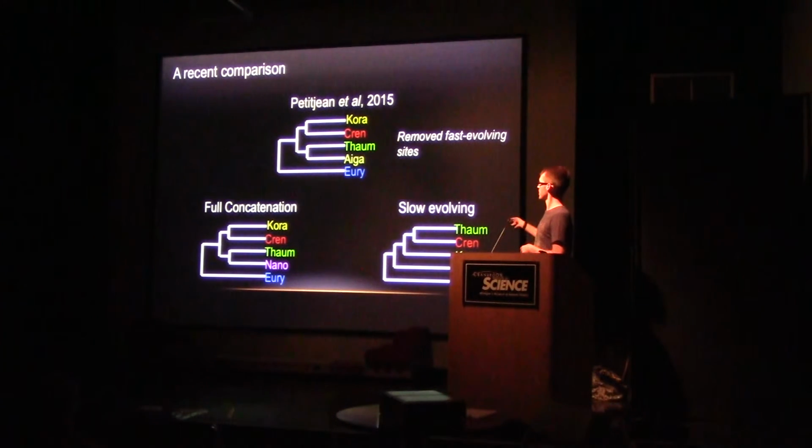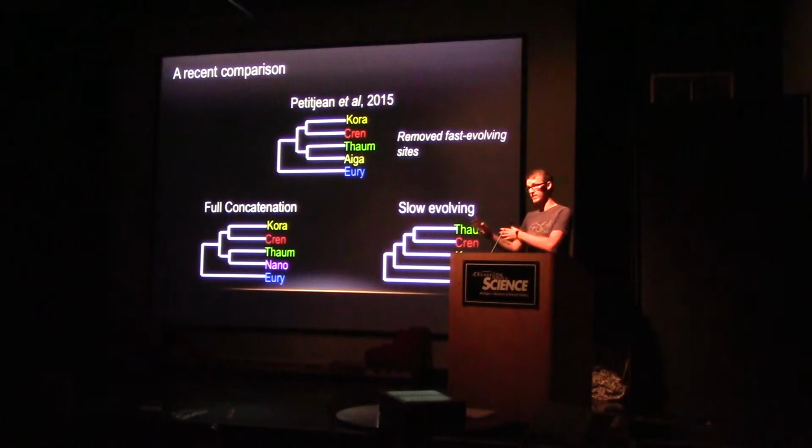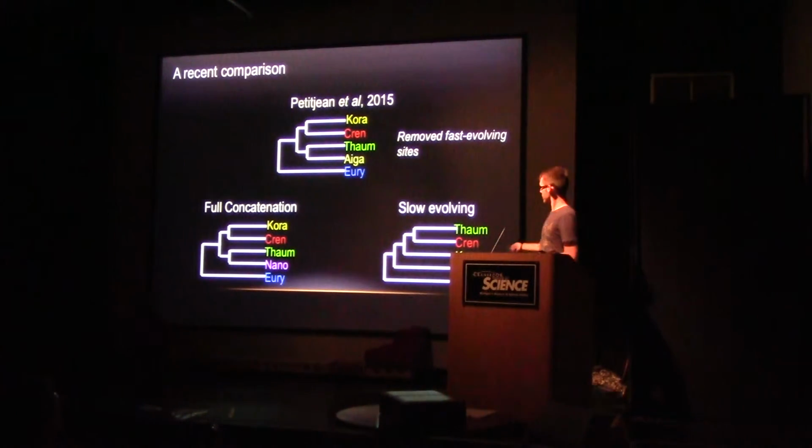And we found that we got a similar tree compared to theirs, but this full concatenation here includes both our slowest evolving genes and fastest evolving genes. And the slow one is kind of doing its own thing.